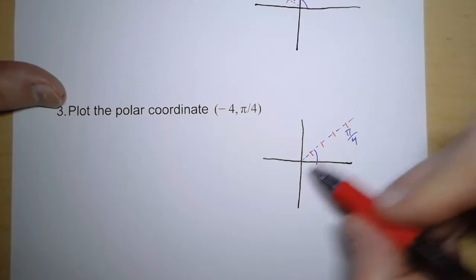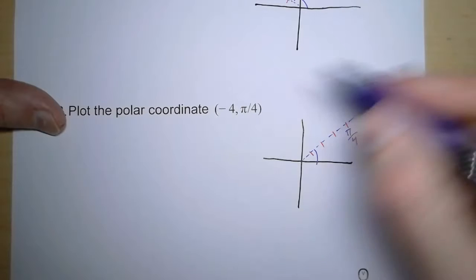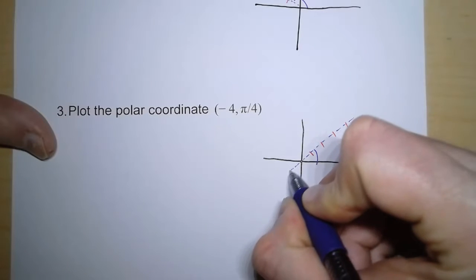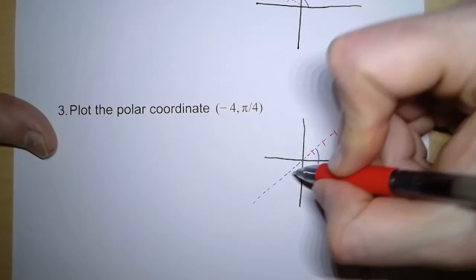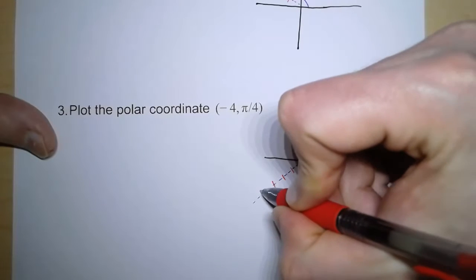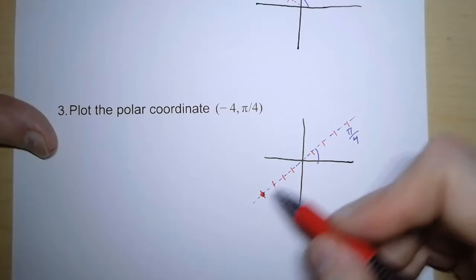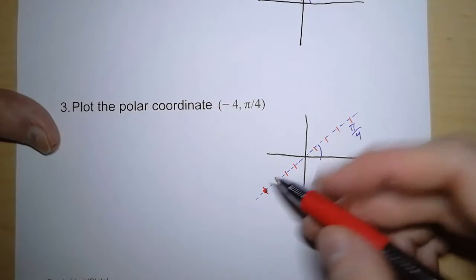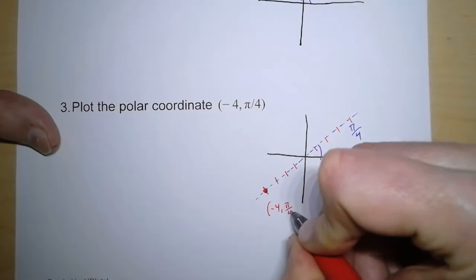So actually, what you have to do when you see a distance like this is you have to sketch going this way, because we're going to sketch going backwards. So -1, -2, -3, -4. So we just plot going the other way, the opposite direction. So this is -4 comma pi over 4.